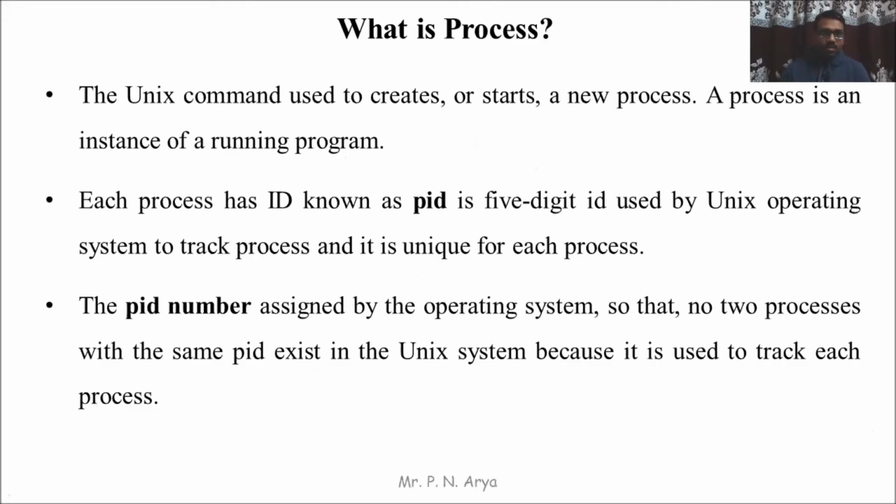What is a process? The Unix command is used to create or start a new process. A process is an instance of a running program. Each process has an ID known as PID. The PID is the process ID, a 5-digit ID used by the Unix operating system to track processes, and it is unique for each process. The PID number is assigned by the operating system so that no two processes with the same PID exist in the Unix system, because it is used to track each process.